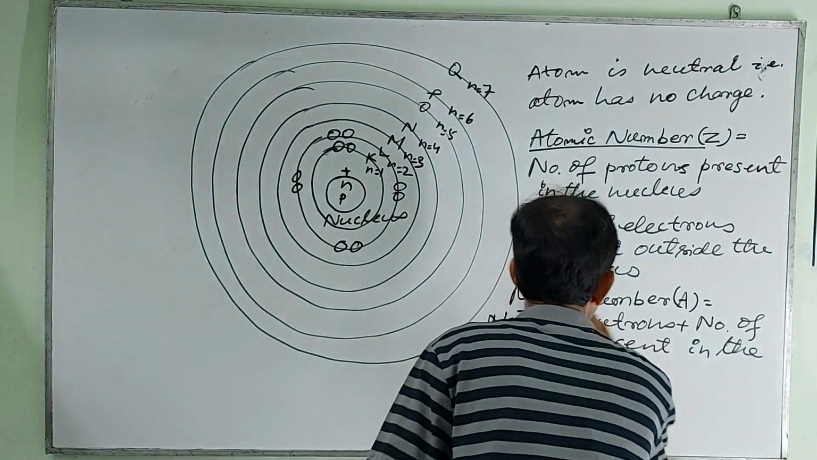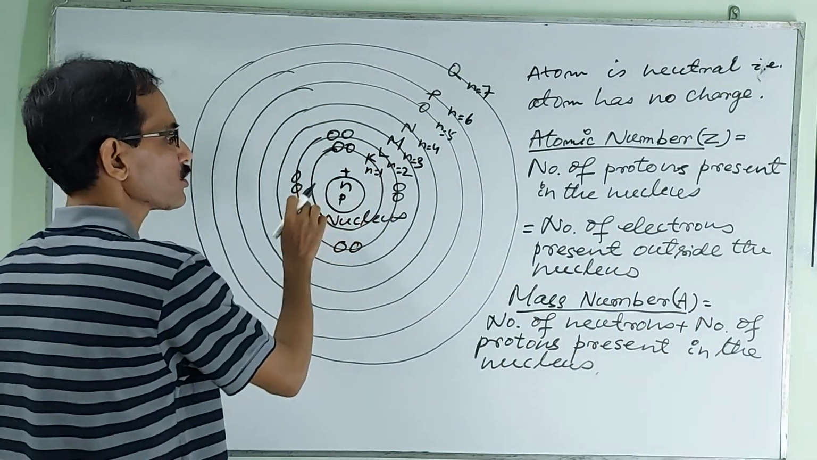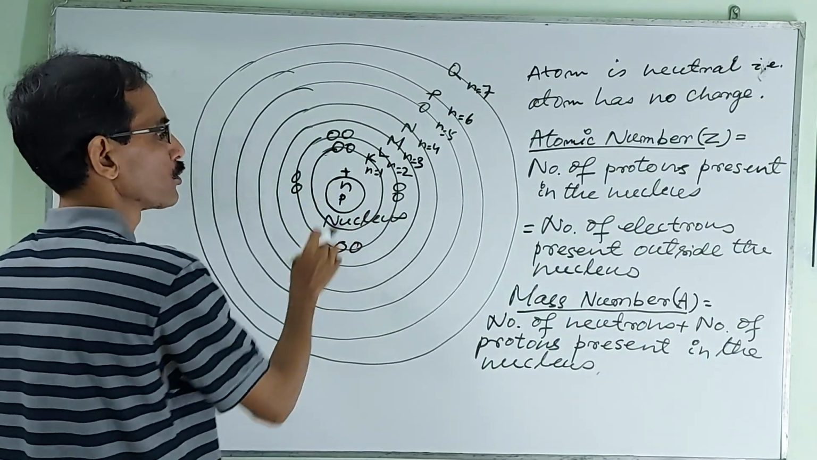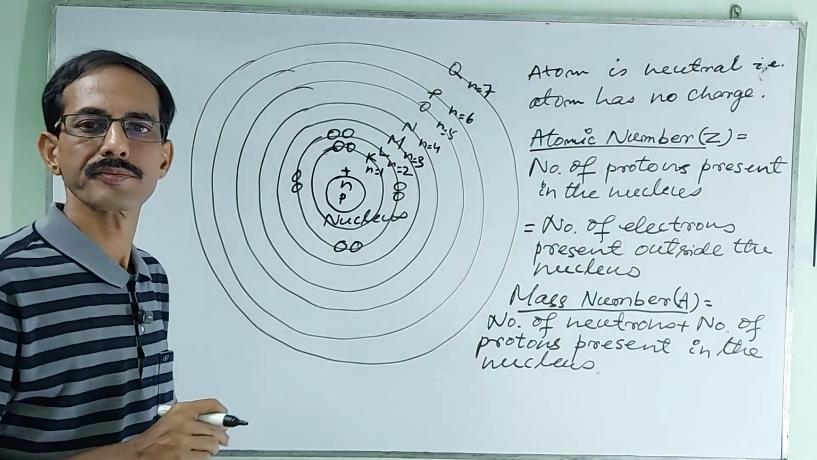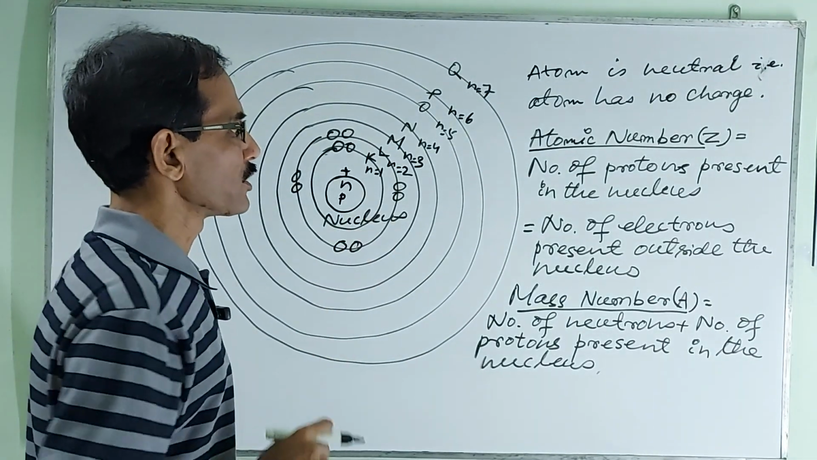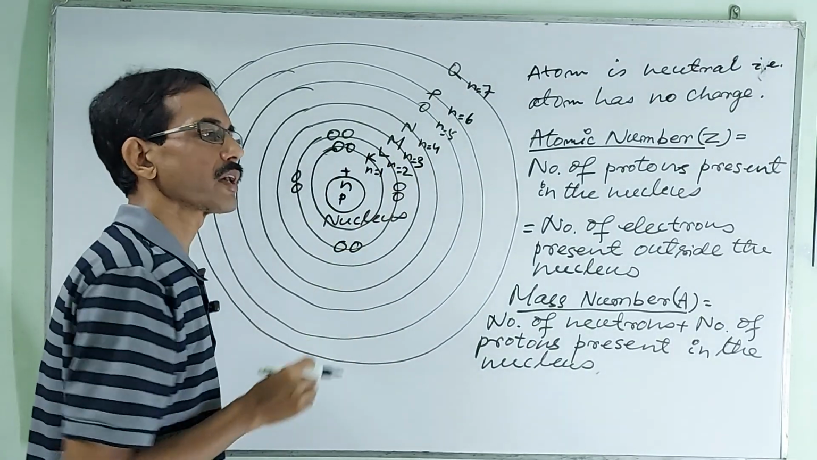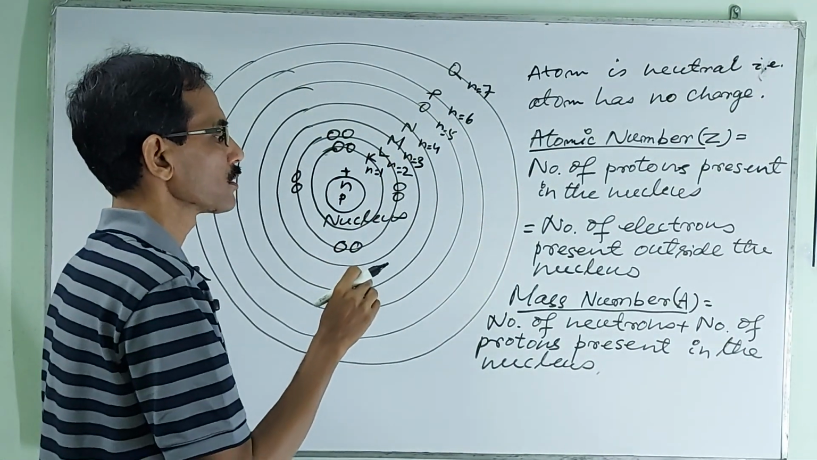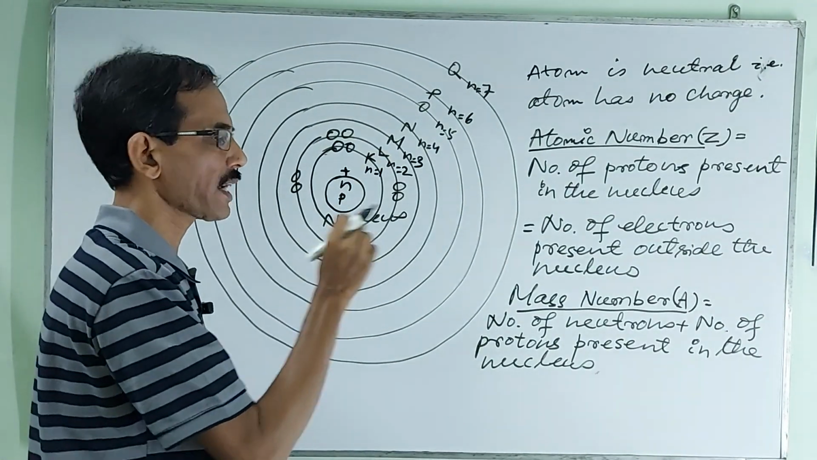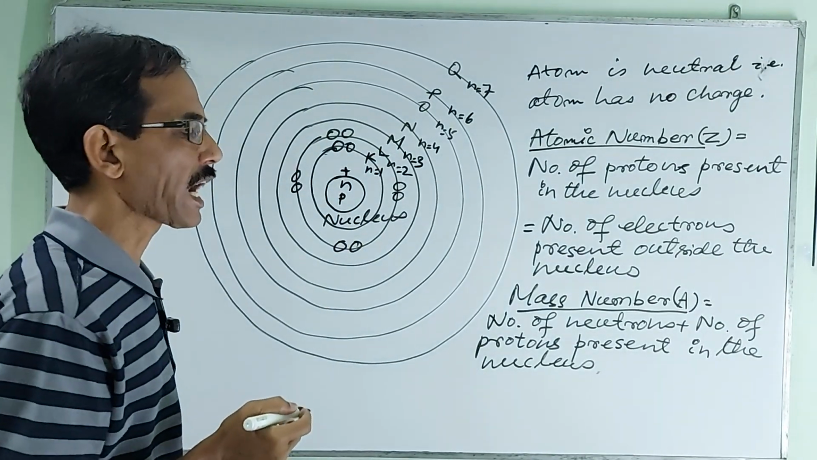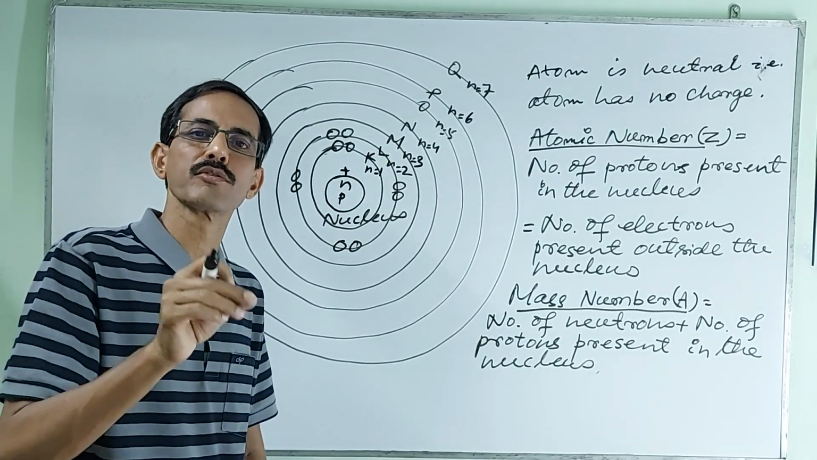So mass number A is equal to the number of neutrons plus the number of protons present in the nucleus. I will explain how an atom has an atomic number and a mass number, and how you will find out the number of electrons, protons and neutrons in an atom.